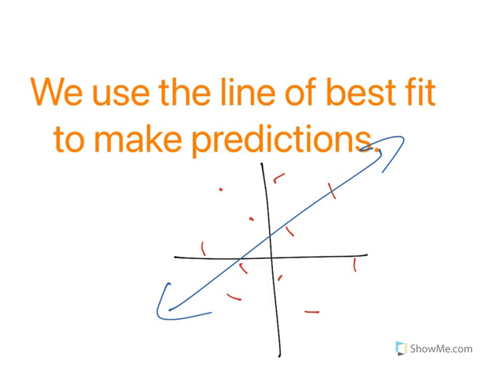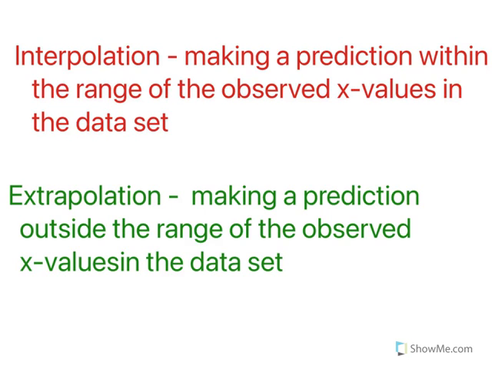We know that life is not linear, right? We never have data that is perfectly linear. We have things all over the place, and we have to be able to use that data to make decisions. So, if we have interpolation, we are making a prediction within the range of observed X values, right? So think like inside. So if I have values from 0 to 10, if I wanted to make a prediction about value 7, it's inside my range.